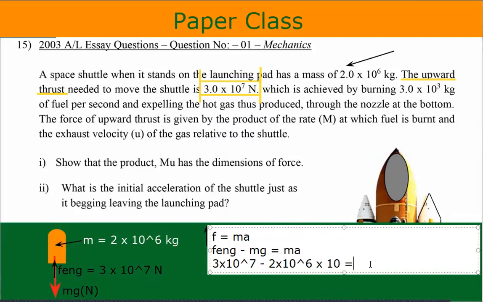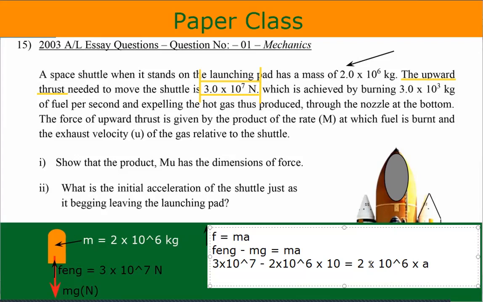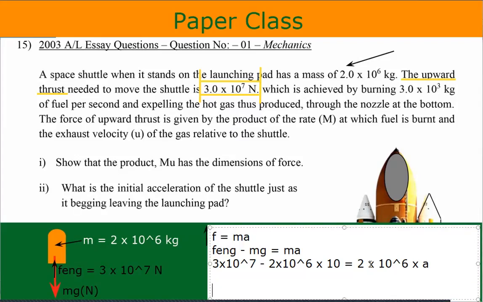What's the mass of the rocket, dear? 2 into 10 to the power 6. Very good. 2 into 10 to the power 6 into acceleration a. I would like to give a small tip which can be used to solve this problem very easily. Listen here, this 3 into 10 to the power 7, let me write it as 30 into 10 to the power something. So what should be the power of 10?